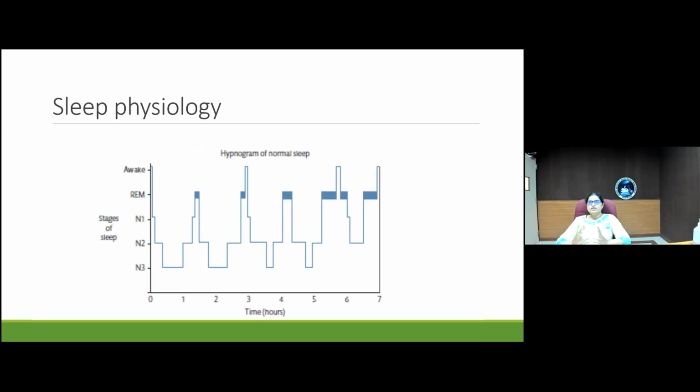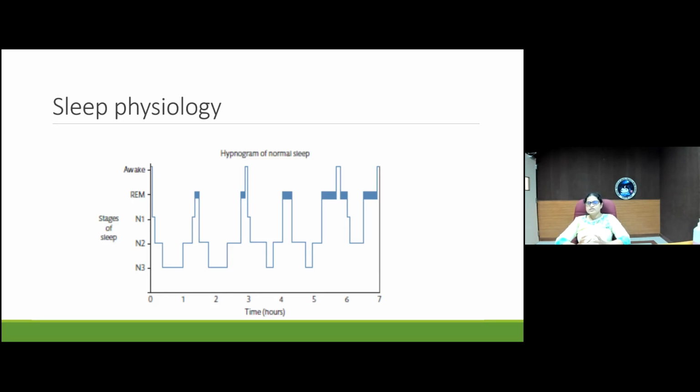Now, let's briefly look at sleep physiology before we go on to sleep disorders. As we all know, sleep has multiple stages. The first stage is basically being awake. Before a person falls asleep, he's awake, conscious, and responding to external stimuli. Then he moves on to the sleep stages. As soon as a person attempts to go to sleep, he goes into non-rapid eye movement sleep, which is further divided into N1, N2, and N3.